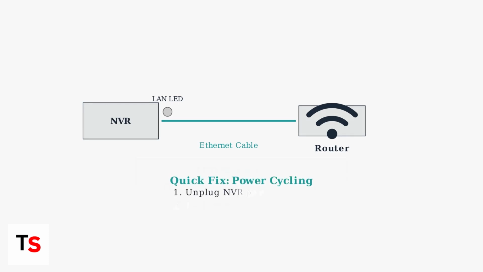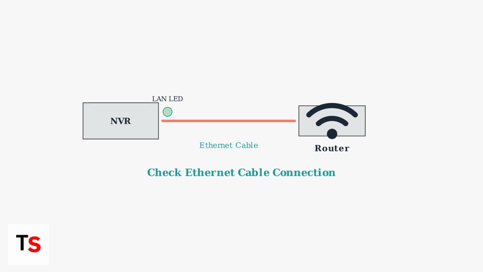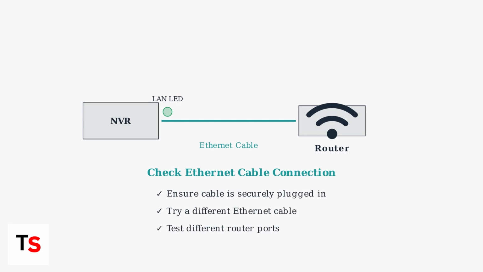Power cycling both your NVR and router can resolve many temporary connectivity glitches. This simple process refreshes the network connection and clears any temporary errors. A faulty or improperly connected Ethernet cable is a common culprit. Verify the cable is securely plugged into both the NVR and router, and try using a different cable and router port to rule out hardware issues.